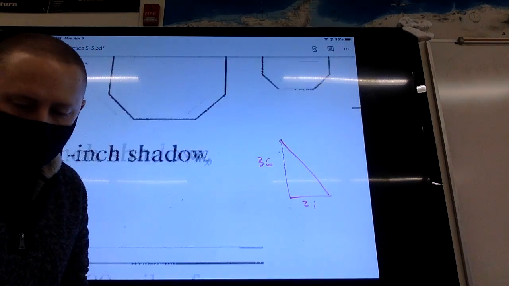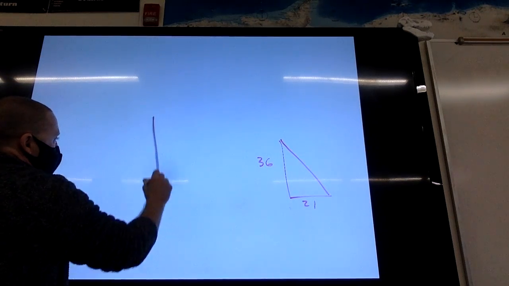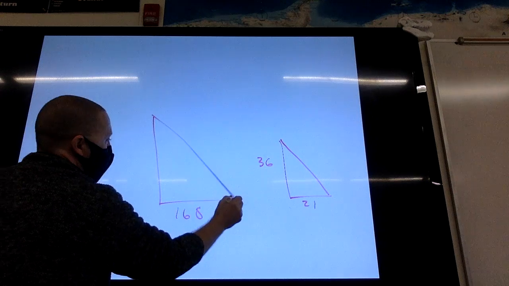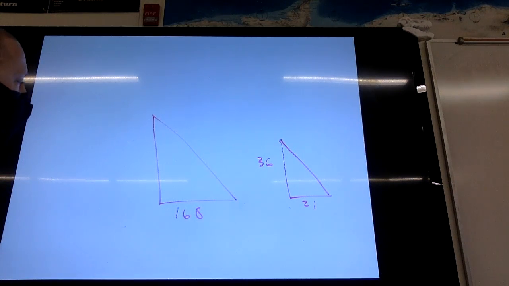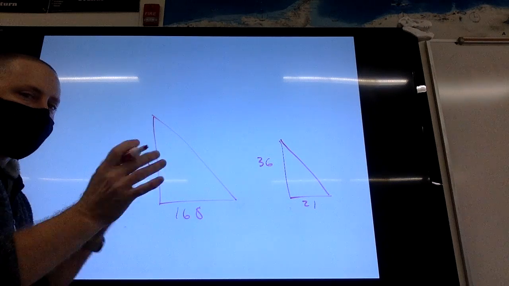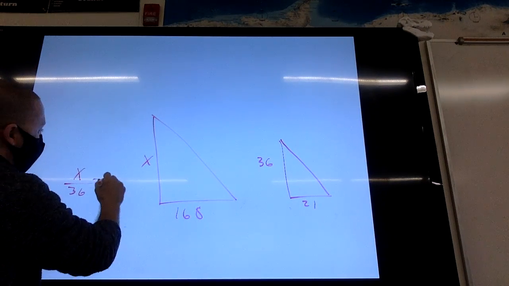So let's clean this up a bit. 168 feet, okay? So I don't know how tall the building is, but I know its shadow is 168. Again, connect it, and now I have two similar shapes, okay? This is my x value because I don't know how tall it is. Again, just like we did before, I might start off with x over 36 equals 168 over 21.